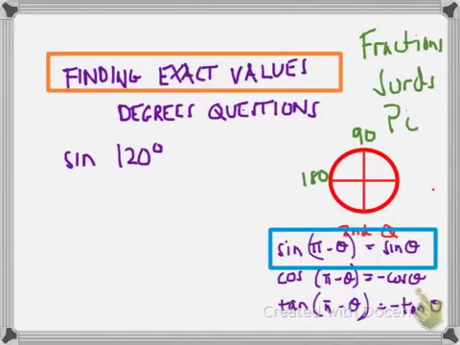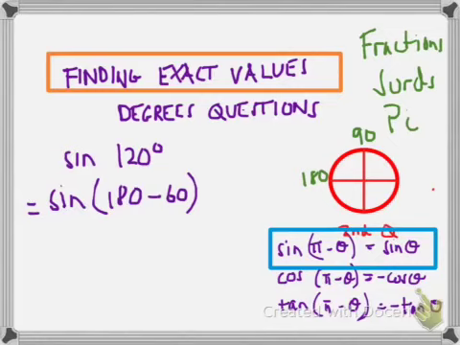Okay, we've got sine 120. So I'm going to convert that, because it's second quadrant, to sine pi, or 180, minus a certain angle. Okay, now what angle do we subtract from 180? We subtract 60 from it. So it's 180 minus 60. So we put here equals sine 180 minus 60.